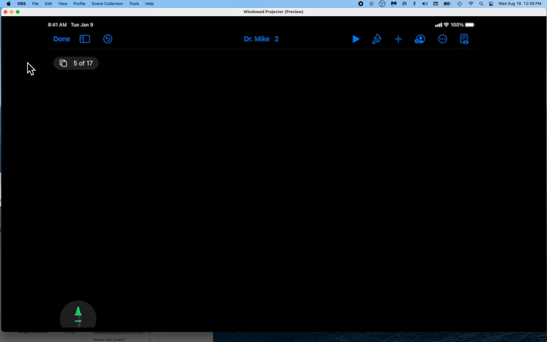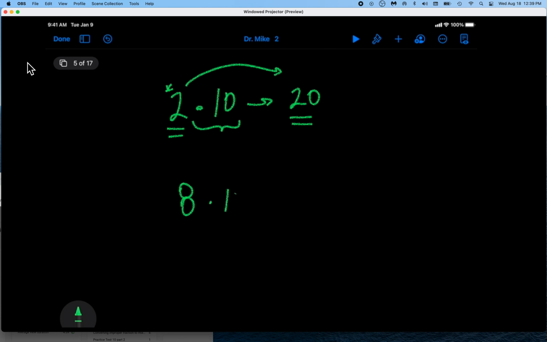Folks, when you multiply any number by 10, it gets bigger. Okay? If I multiply 2 times 10, this 2 becomes 20. It went from 2, and when you multiplied by 10, it got bigger. Take any number. If you take 8 and multiply it by 10, it becomes 80. Gets bigger. Same thing when you multiply by another power of 10.